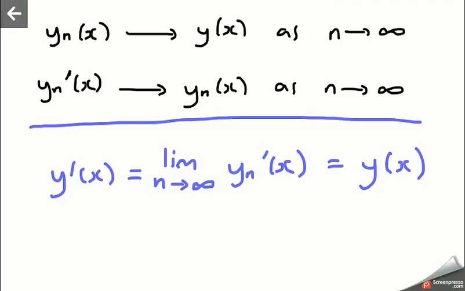You can find that theorem I'm talking about somewhere on the Wikipedia page for uniform convergence. If you're looking for that, it's in the differentiability section.